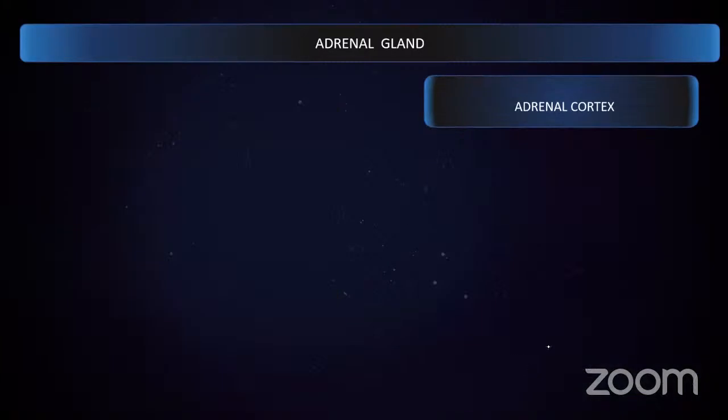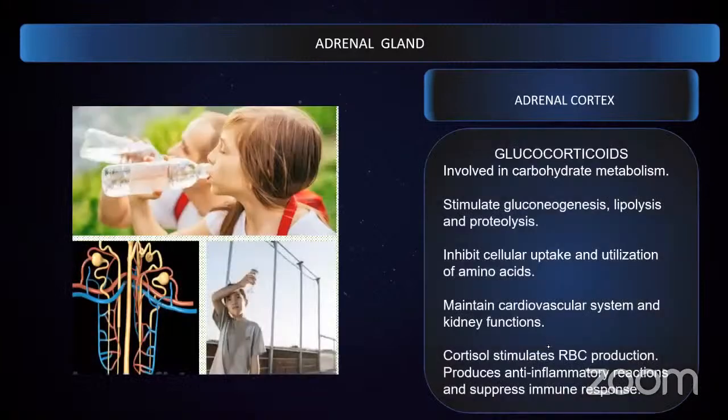So coming to glucocorticoids. Glucocorticoids influence the carbohydrate metabolism. When the carbohydrates are broken down, usually the glucose levels in our blood increase. Some of the ways of gaining glucose are gluconeogenesis, that is from your carbohydrates to your glucose, lipolysis, as well as proteolysis. They also inhibit the cells from taking up or utilizing more amino acids from your blood. They are also involved in the cardiovascular system as well as kidney functions.